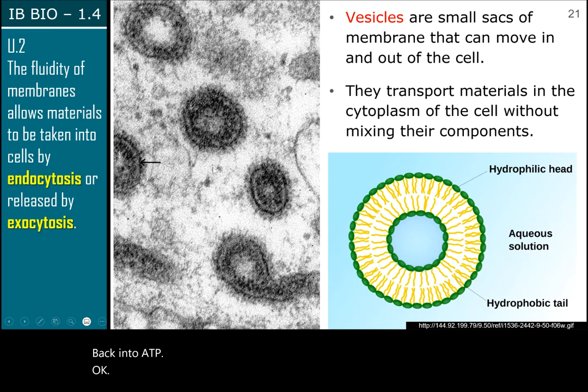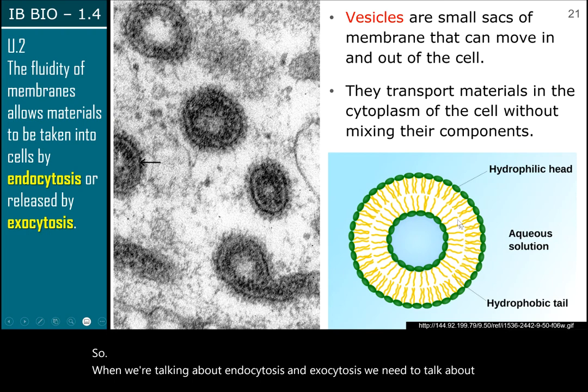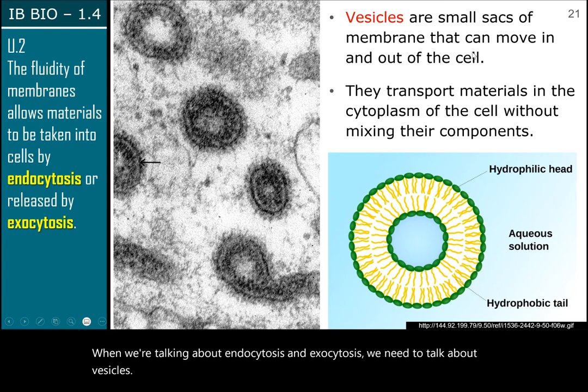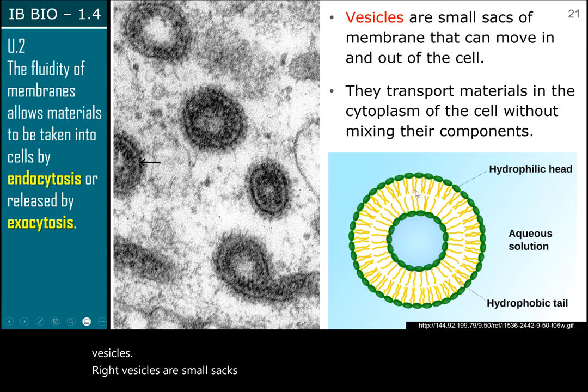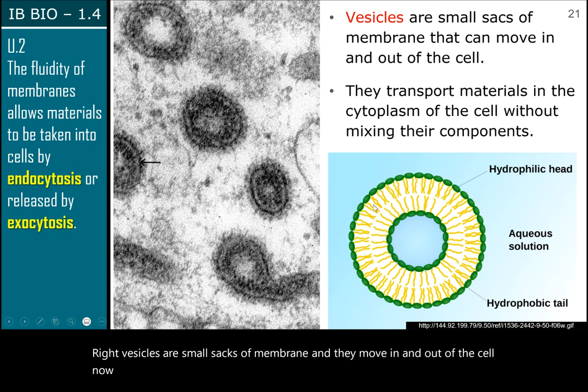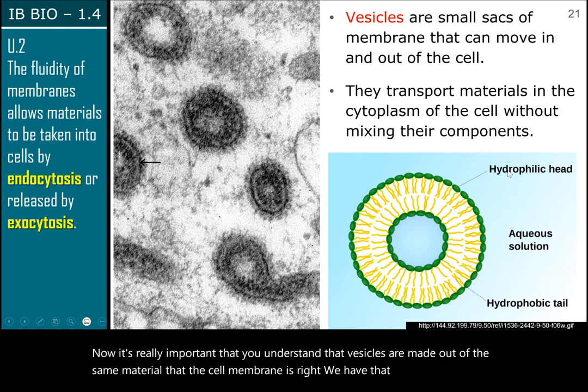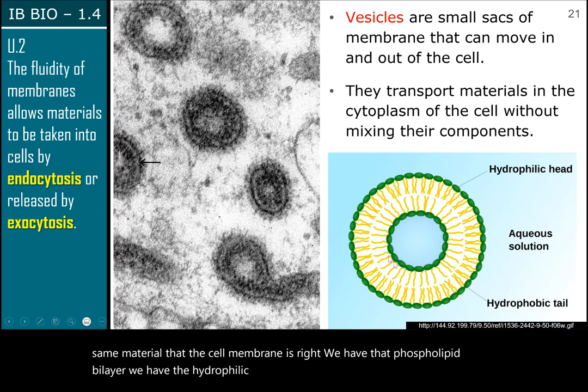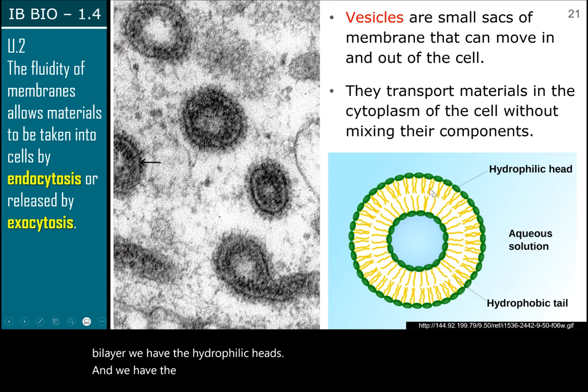So when we're talking about endocytosis and exocytosis, we need to talk about vesicles, right? Vesicles are small sacs of membrane, and they move in and out of the cell. Now, it's really important that you understand that vesicles are made out of the same material that the cell membrane is, right? We have that phospholipid bilayer. We have the hydrophilic heads, and we have the hydrophobic tails on the inside. And this is to move bulk quantities of materials in and out of the cell.